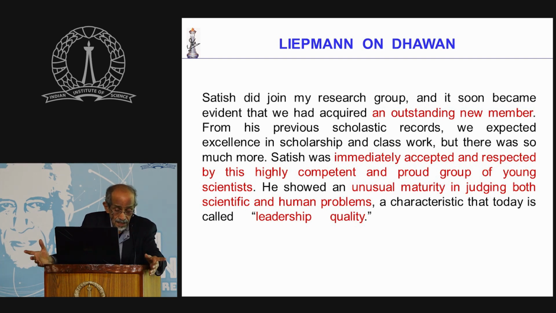He had, those names are well known. There was Julian Cole, there was Don Coles, and a variety of other people. Anatole Roshko, and he showed an unusual maturity in judging both scientific and human problems, a characteristic that today is called leadership quality. He recognized a leader in him very early in his career.